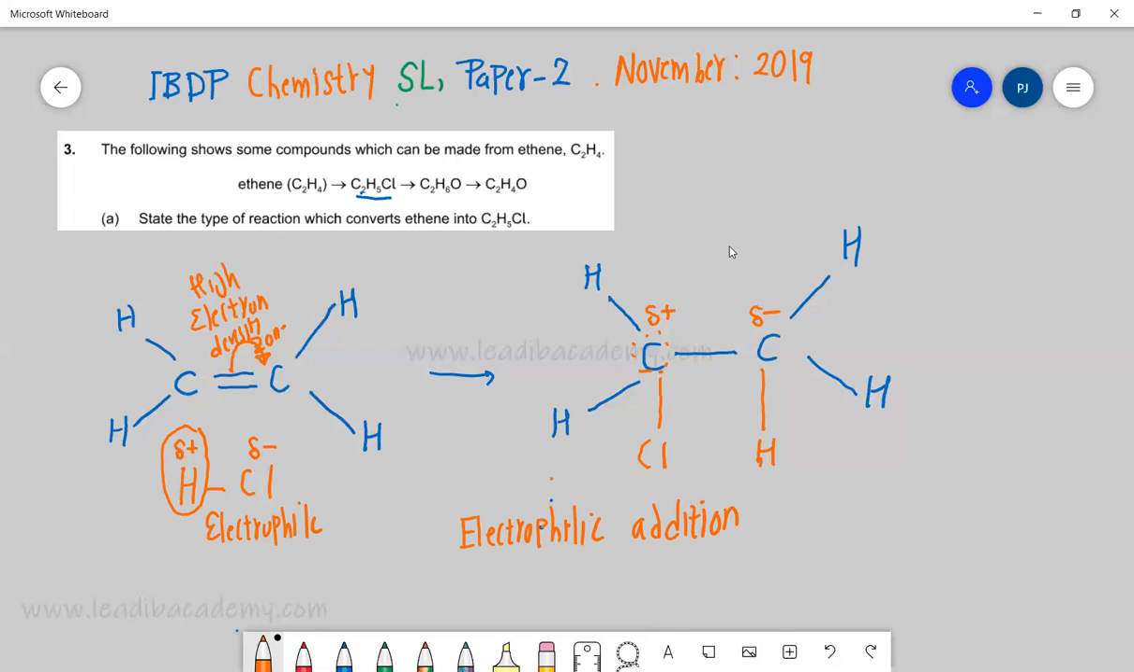Across the double bond, HCl, the electrophile, has been added. Electrophile is the species which is deficient in electrons. Phile means love, and nucleophile means the one which loves the nucleus. Nucleus means positive charge. That means they are rich in electrons. So it is very, very simple. This reaction is nothing but electrophilic addition across the double bond of an alkene. Simple.